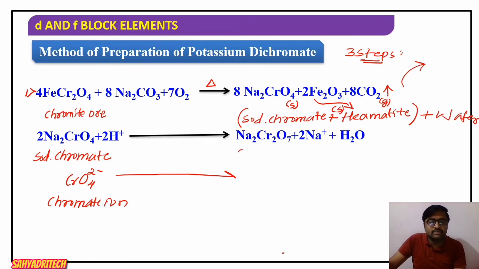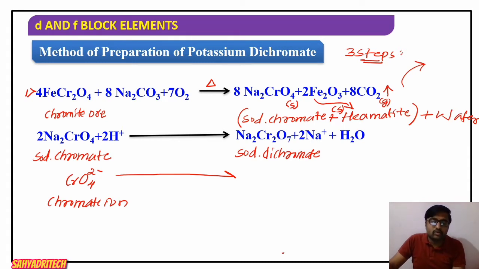There will be formation of sodium dichromate. Say, 2 Na2CrO4 plus 2H plus gives rise to Na2Cr2O7 plus 2 Na plus plus H2O. So what is the second step here? The aqueous sodium chromate obtained is treated with a mineral acid like sulfuric acid to give what?